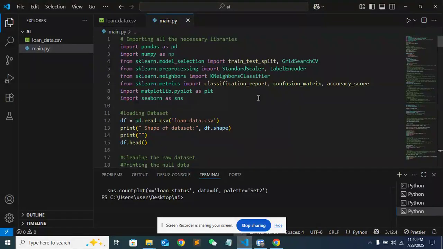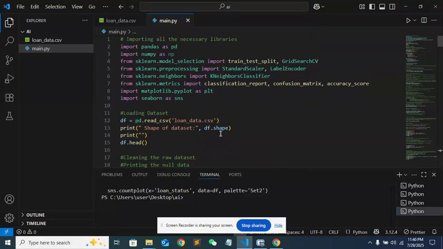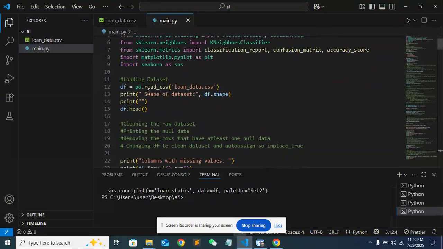Here, this is where I have implemented the KNN algorithm. The first thing that I have done is importing all the necessary libraries, like we need pandas, numpy, sklearn, etc. And in sklearn neighbors, we have imported KNeighborsClassifier. We have also imported matplotlib and seaborn as sns. First of all, loading the dataset. This is how we have loaded the dataset.